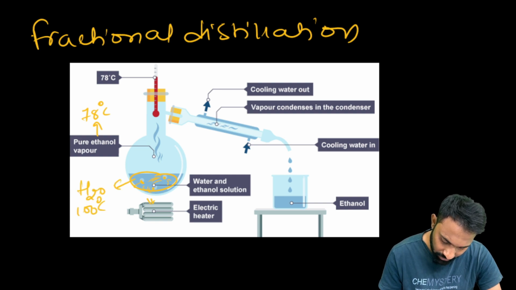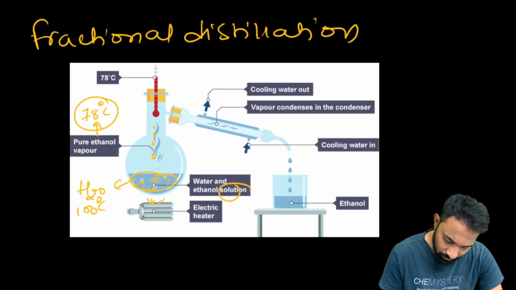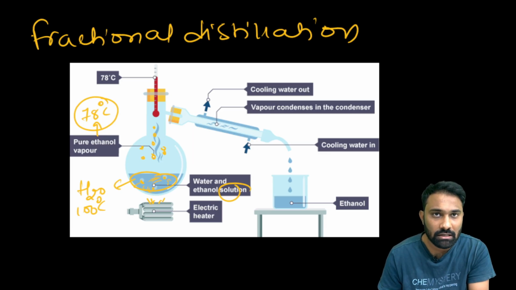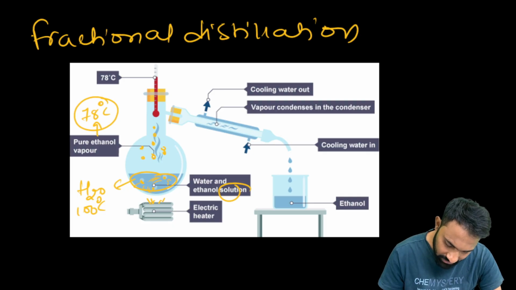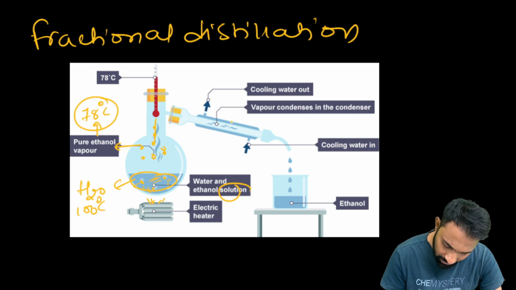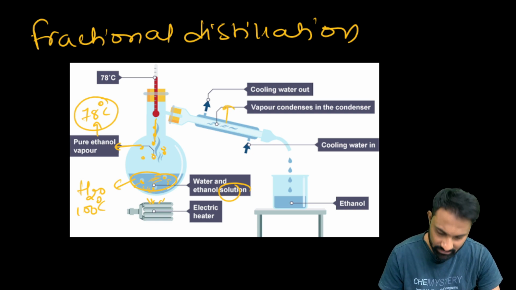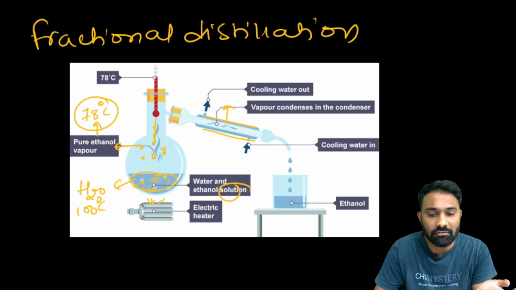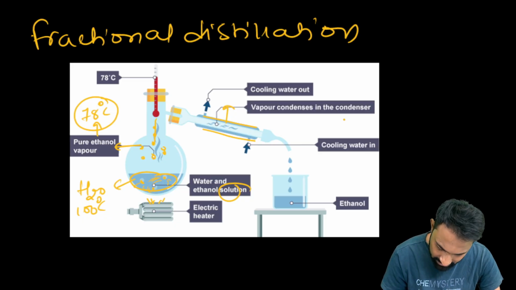When you are giving the heat, when the heat reaches 78 degrees Celsius, what will happen? From this water and ethanol solution, pure ethanol vapors will form. It will evaporate from the liquid solution. See here, whatever vapors are coming are pure ethanol vapors. Then here we have taken a condenser. Now what is the meaning of condensation? Converting the gas into liquid, right? This is a condenser, for whatever gas has evolved.